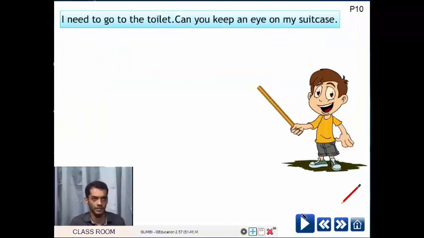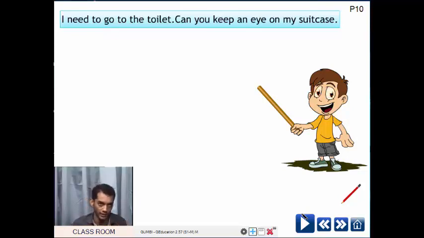Look at the sentence. I need to go to the toilet. Can you keep an eye on my suitcase? Repeat it. Okay. Let me tell you, Chandra. You are in a railway station holding a suitcase. You need to go to a toilet. You can't carry your suitcase to the toilet. Then what do you ask a person to do who is beside you?